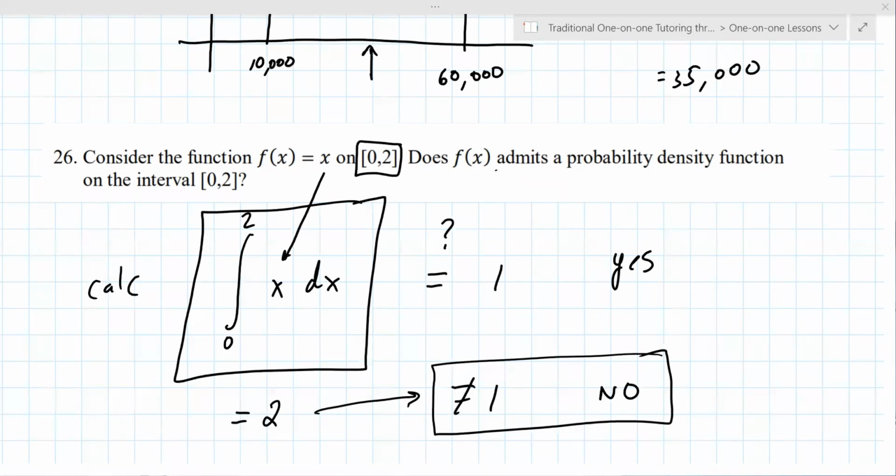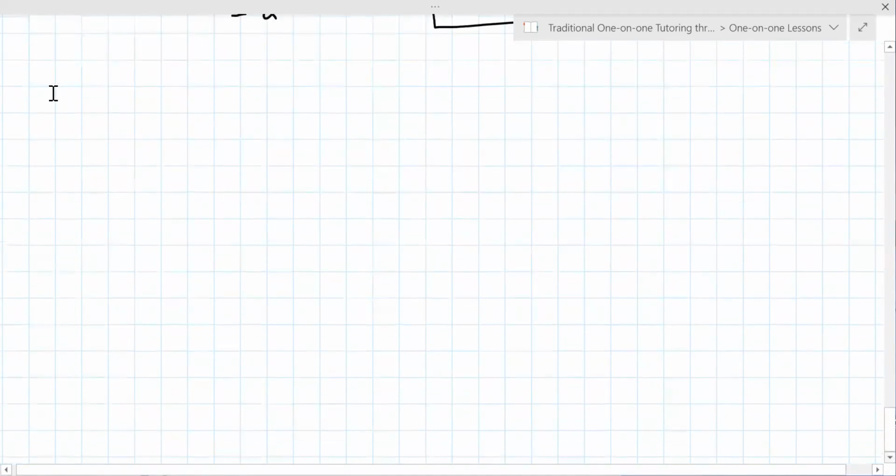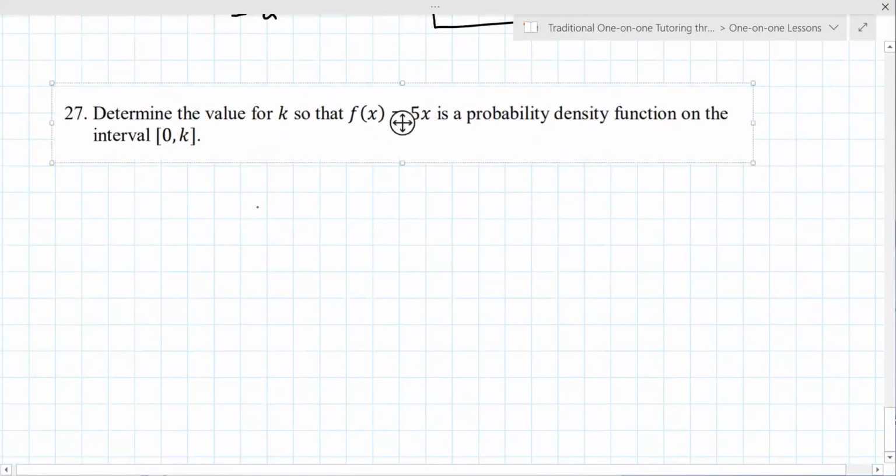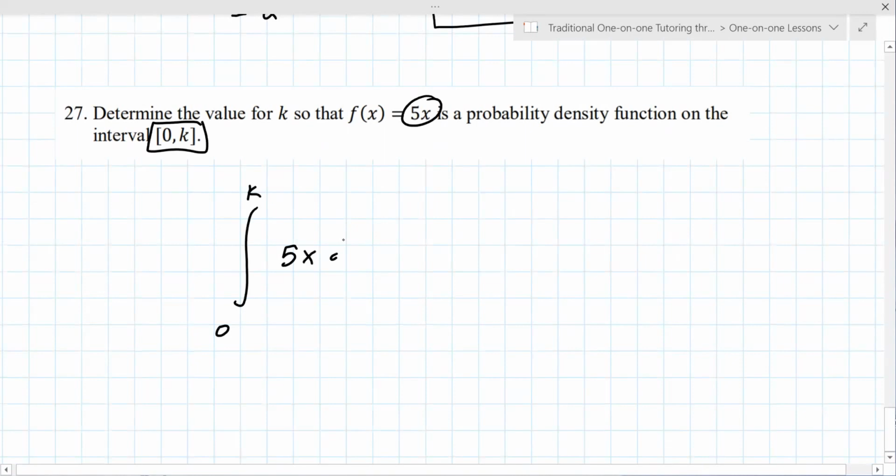So if you were given the value of k, you would just put this in your calculator. Okay, because the bounds are from 0 to k. 5x goes here, dx. Okay. So the problem is, though, is you can't do this like this. There's no direct calculator thing here for this one. So you have to actually use some calculus for this.